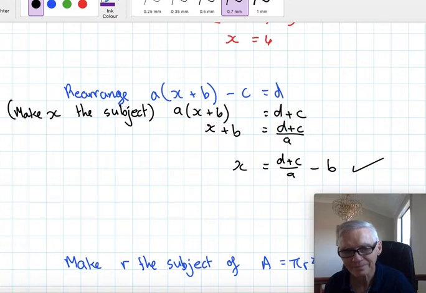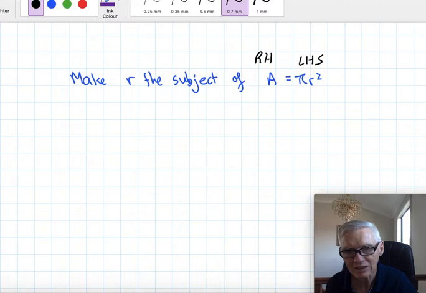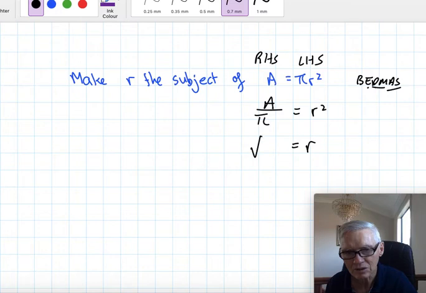Done. So if we want to make R the subject of this, A equals pi r squared, I need to move everything from the left-hand side to the right-hand side except the R. So we're doing our BEDMAS in reverse. There is no addition and subtraction, so I don't have to worry about that. Multiplication and division. We see that R is squared. Well, that's the exponent. So we've got to get rid of this multiplied by pi. So I go A over pi equals R squared. Now I've got to get rid of the exponent. Opposite of squaring is square root. So there we have it.